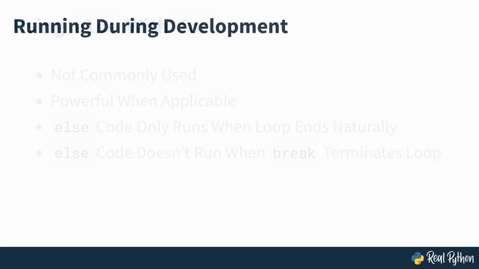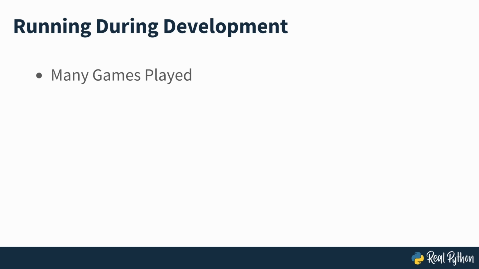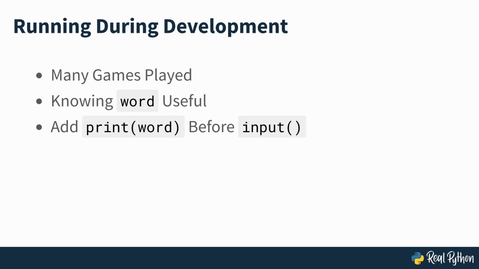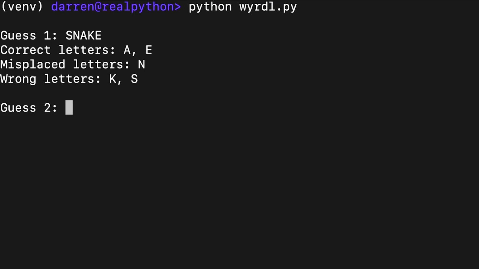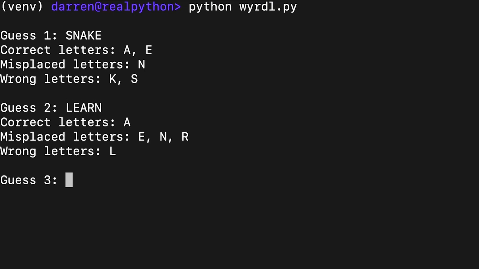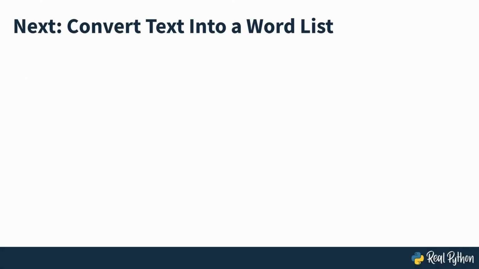While you're developing your game, you'll run it many times. To test your code effectively, you may want to cheat and know the secret word up front. While testing your code, add the line seen on screen just before calling input, and this will print the secret word to the console. Try running the game a few times. It's already more challenging and fun since you don't know the exact word up front. But with a limited word list, the game gets repetitive. So in the next part of the course, you'll look at a method to create larger word lists.